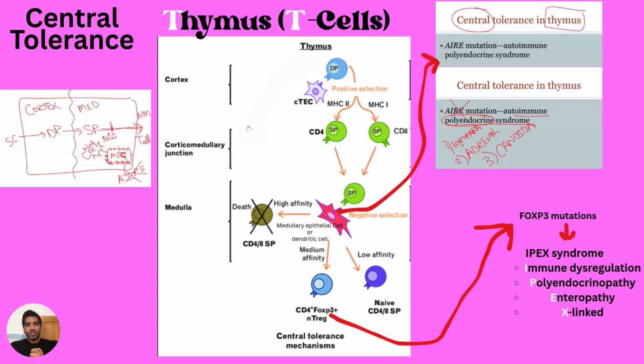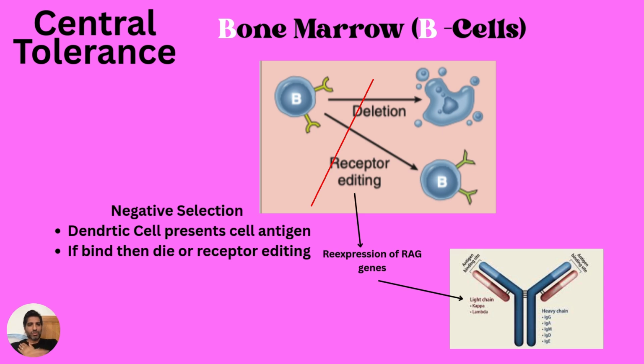So basically, if your medullary epithelial cells are not working, which is the case in AIRE mutation, then you're just not going to have a proper central tolerance. Okay, we're going to talk about this FOXP3 in a second, so just keep that in mind. I accidentally put it on this slide. So let's go on to the next slide.